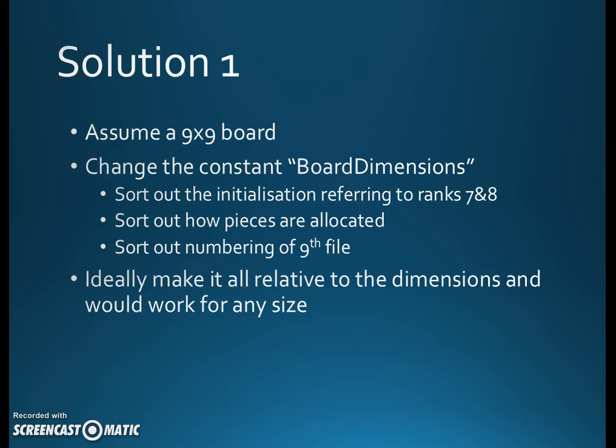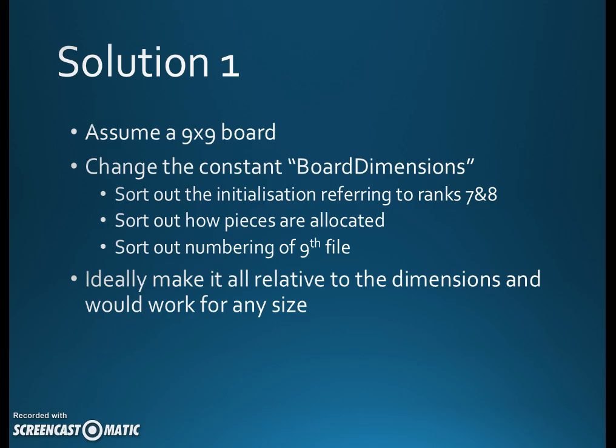So let's have a look at how I would go about solving a simple change in board dimensions, assuming we have a square board. I'm going to say 9 by 9, but it could be 10 by 10 or whatever. Well, obviously you're going to change that constant board dimension. Then you've got to go around and sort out the initialization problems, and that's anything that refers to rank 7 and 8. Now, you kind of need to sort out how the pieces are allocated to those. And crucially, if you're going to have 9 files, which we said we are, you need to sort out the numbering. The numbering doesn't quite work on the 9th file. It's a fairly easy change. In fact, all these are fairly easy changes.